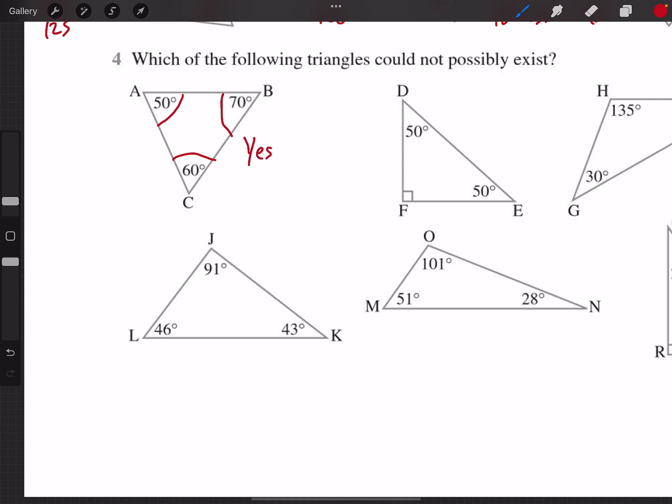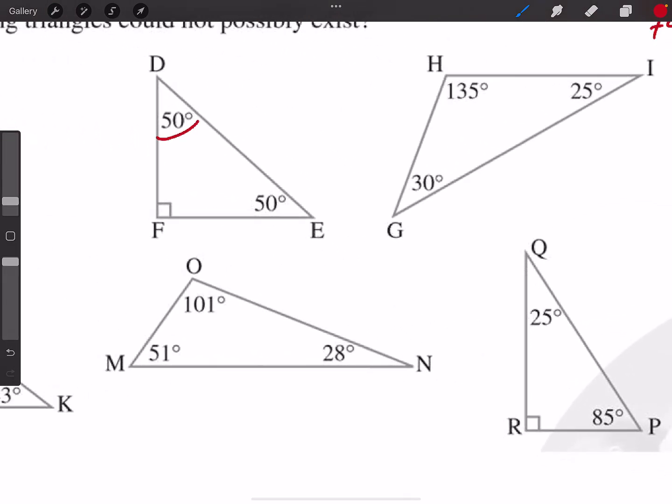What about this one? You got 50, 50 and 90. 50 plus 50 is 100. I'll just write it here. I'll go a bit slower. And then plus your 90 degrees, and that's going to give you 190 degrees. Can a triangle have more than 180 degrees? That will be a no. So therefore, this triangle cannot exist.